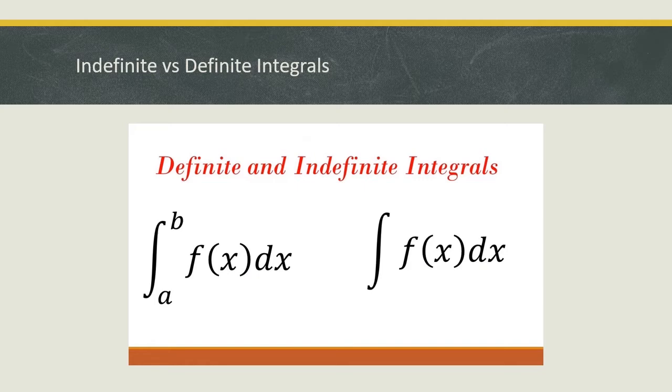Over here we see indefinite versus definite integrals. From the previous example, we saw an indefinite integral. Over on the left here, you see an A and a B. These are known as the intervals of integration, where B represents the upper bound limit and A represents the lower limit. Typically, antiderivatives are applied to indefinite integrals and aren't typically related to definite integrals.